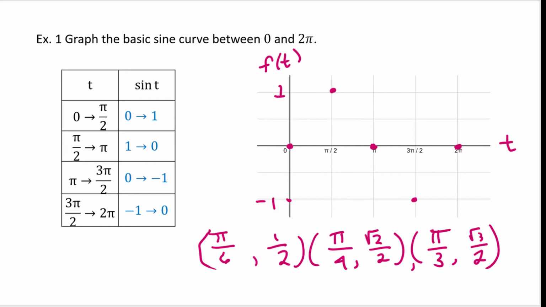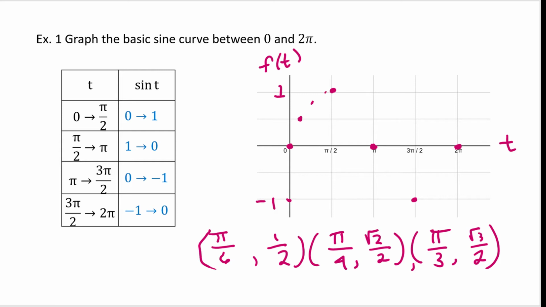Let's plot these points. We're going to have to eyeball some of it. Pi over 6 is about 1/3 of the way between 0 and pi over 2, and it's to 1/2. Pi over 4, it's midway between 0 and pi over 2 on the horizontal axis. Square root of 2 over 2 is about 0.7. Then finally, pi over 3, still less than pi over 2, square root of 3 over 2, we plot that point.